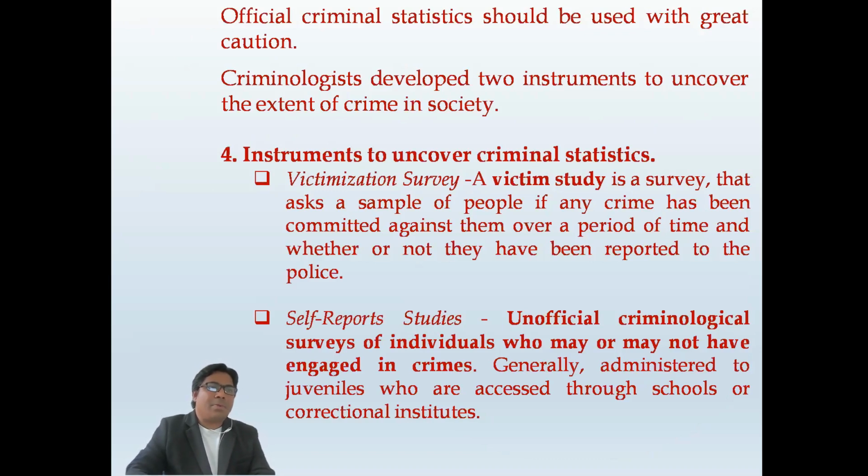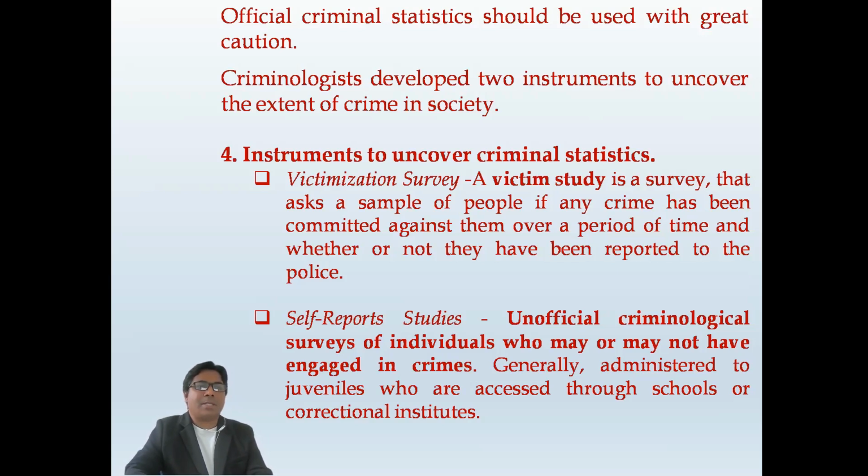Just before winding up, let us have a look at the last slide. Official criminal statistics should be used with great caution. Criminologists have developed two instruments to uncover the extent of crime in a society. So we can use two important instruments to uncover criminal statistics. These two important instruments are victimization surveys and self-report studies. These two methods will help to get the true picture of the crime rate.